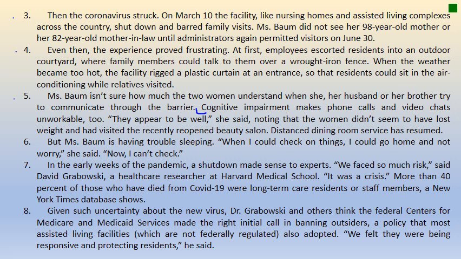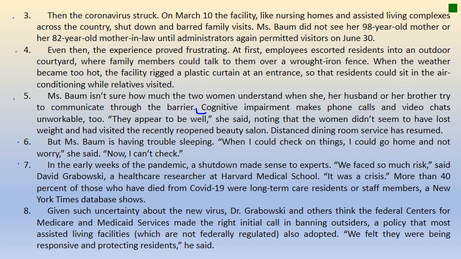Distanced dining room service has resumed. But Miss Baum is having trouble sleeping. When I could check on things, I could go home and not worry, she said. Now I can't check. In the early weeks of the pandemic, a shutdown made sense to experts.